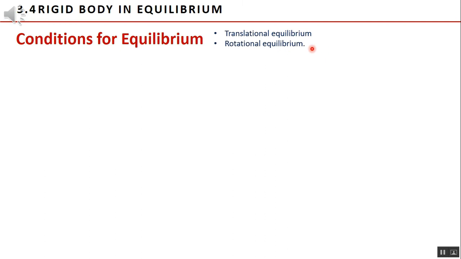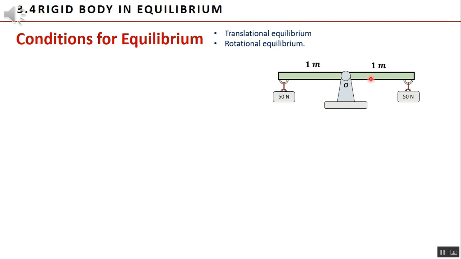To explain these two conditions for equilibrium, consider a 2-meter-long uniform horizontal lever that is supported by a hinge at its center. Then we suspend 50 N of weight at each end of the lever. By simple reasoning, we say that the lever is balanced, or it does not move nor rotate. Actually, this state of balance means the lever already satisfies the two conditions for equilibrium.